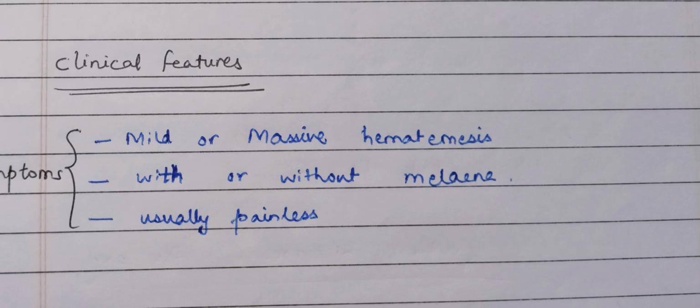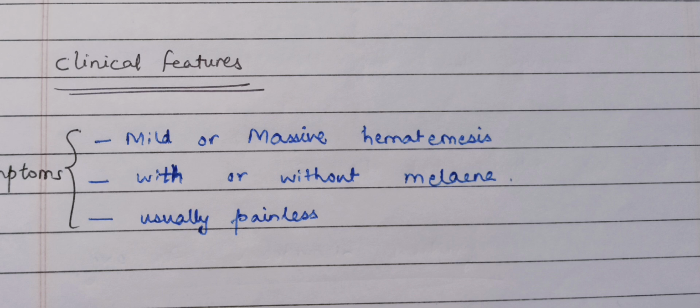How will the patient present clinically? The patient will usually present with hematemesis, which may be mild or severe depending upon the amount of blood loss, right? The patient may also present with melena, but it is not a rule that the patient will present with melena only. It may present with melena or it may not.